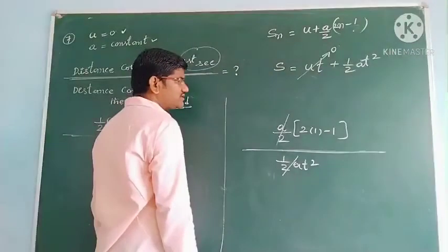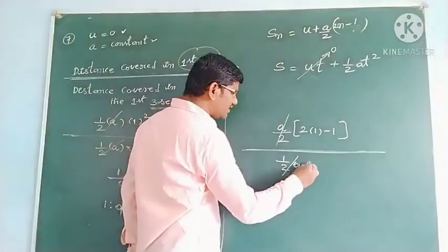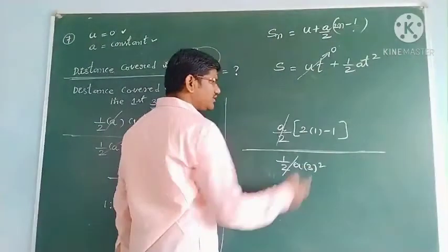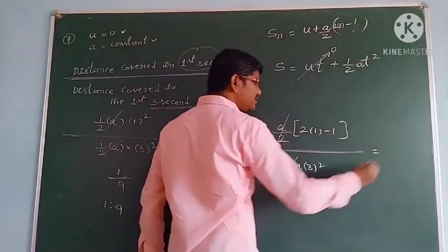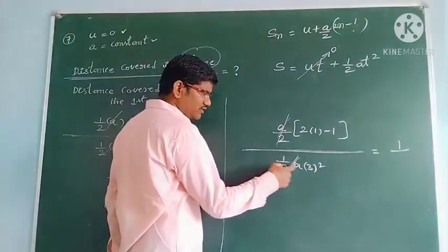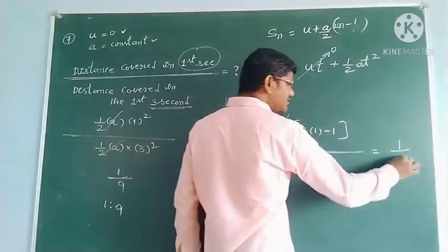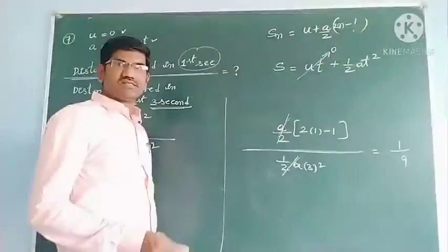Okay students, the time given is 3 seconds, so write it as 3 square. So then you will get 1 by 2, and this half a gets cancelled. 3 square means 9. You can do it in any manner. But the distance traveled for 3 seconds.